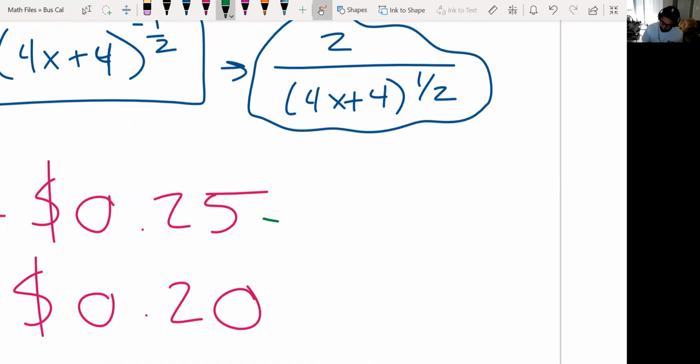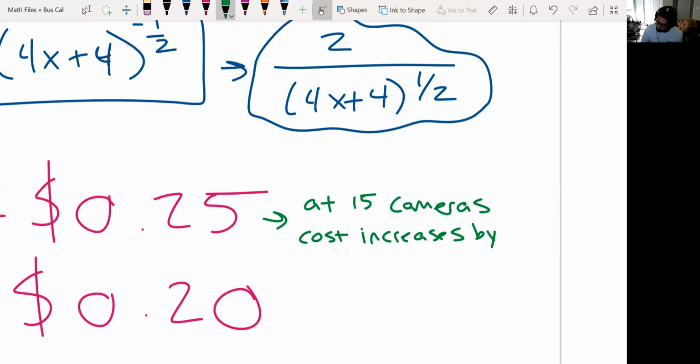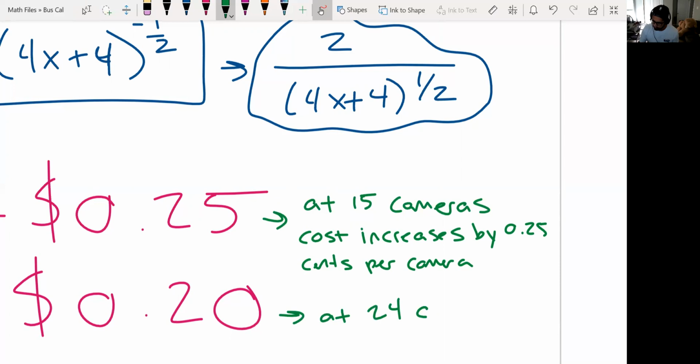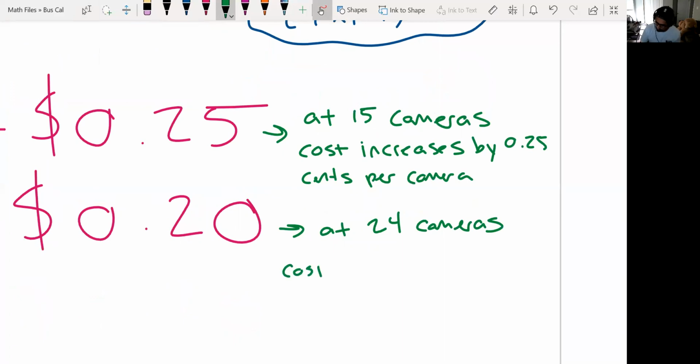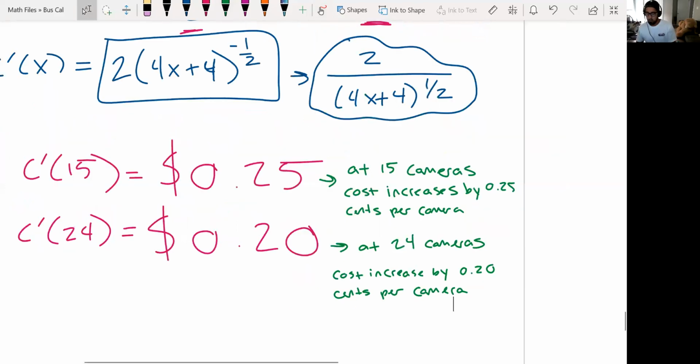So we could just say for this one, at 15 cameras, cost increases by 25 cents per camera. And then the next one, basically the same statement. At 24 cameras, and there it is.